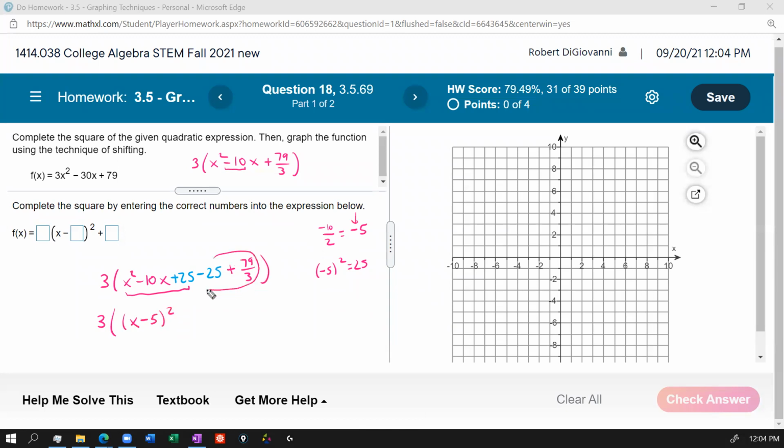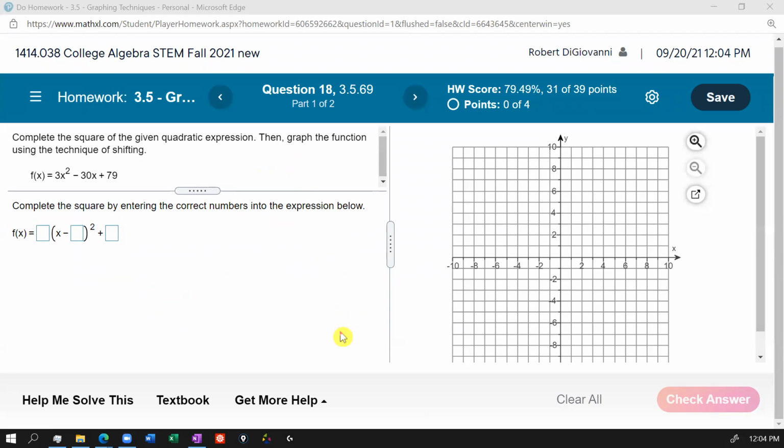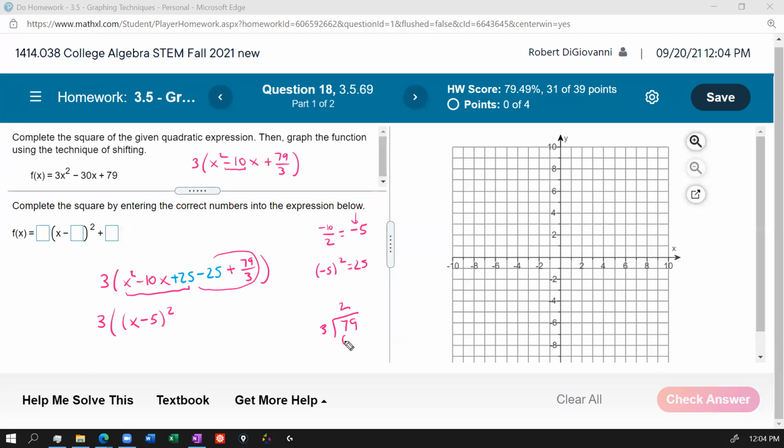Then I have to put these together. What do they want me to do there? Am I missing something here? 79 divided by 3. 3 goes in there twice. That gives me 6. And then 1, 9. 3 doesn't go into 19. So yeah, it's a fraction. All right, so we have that.